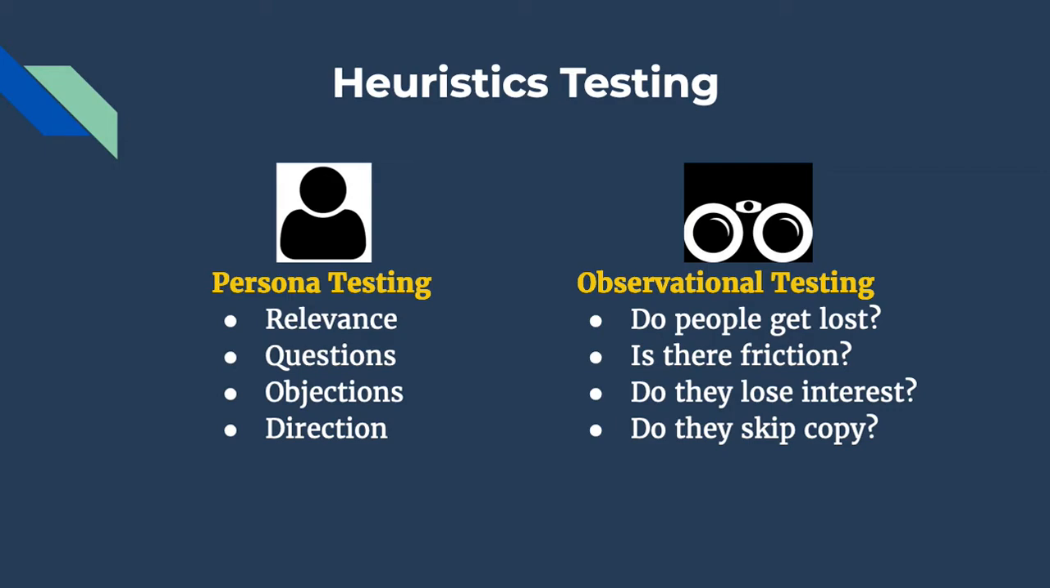For example, is this information relevant to the persona? What questions might this persona have that we're not addressing? What objections does this persona have, and how are we overcoming them? Is there a clear direction of where the persona should go next? These considerations can help you evaluate your website in ways that you may not think to otherwise. All in all, heuristic tests are a great way to tease out issues that are not obvious.